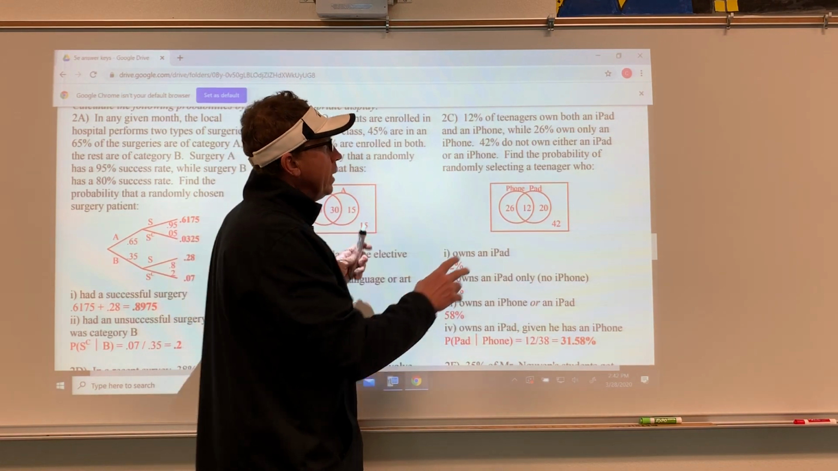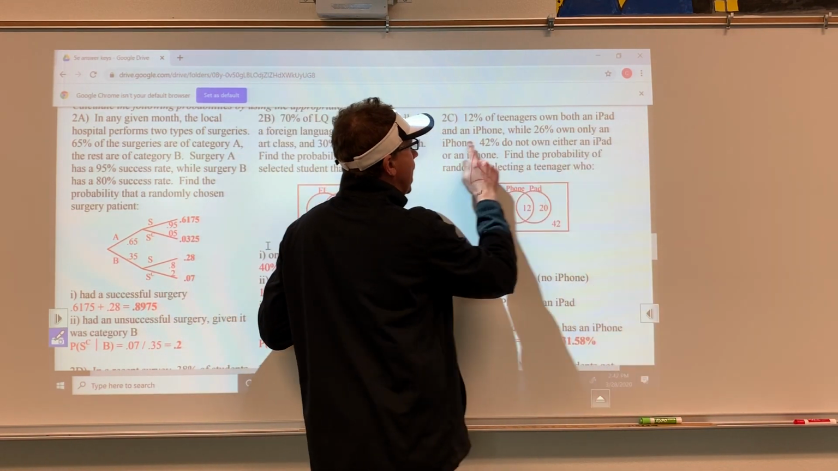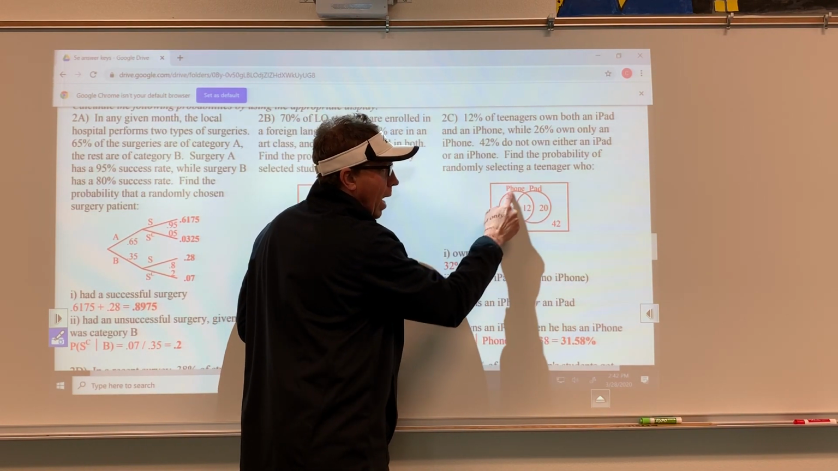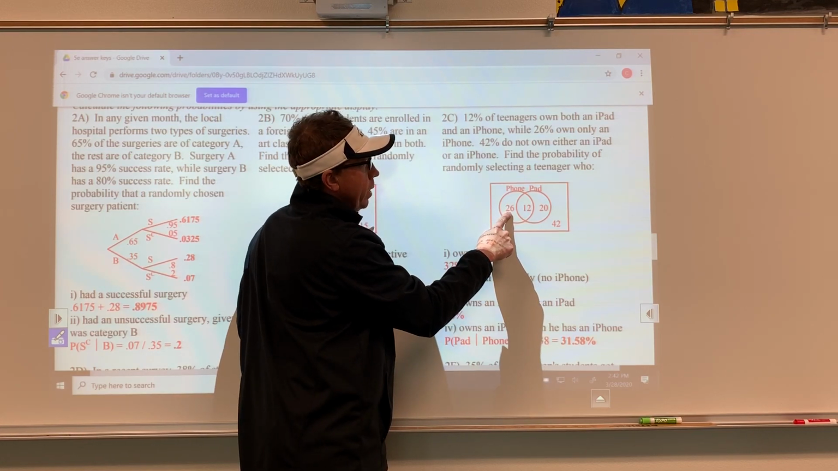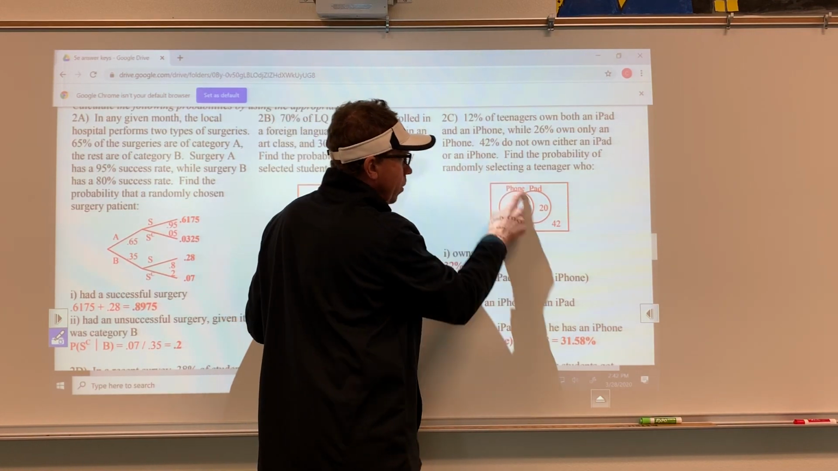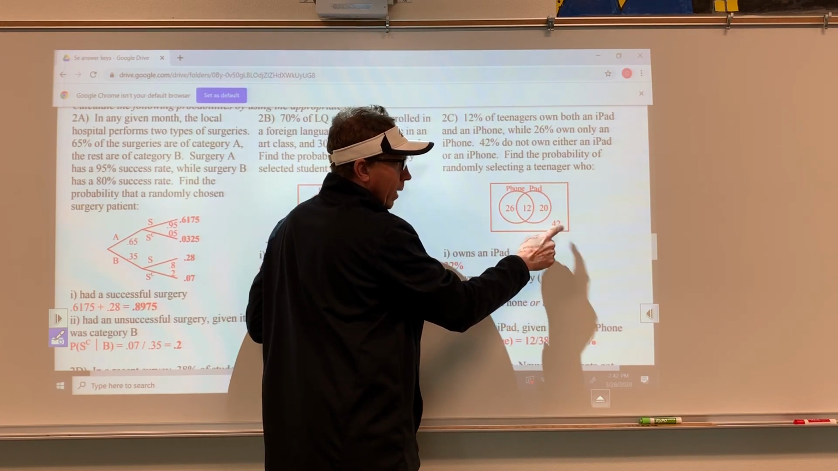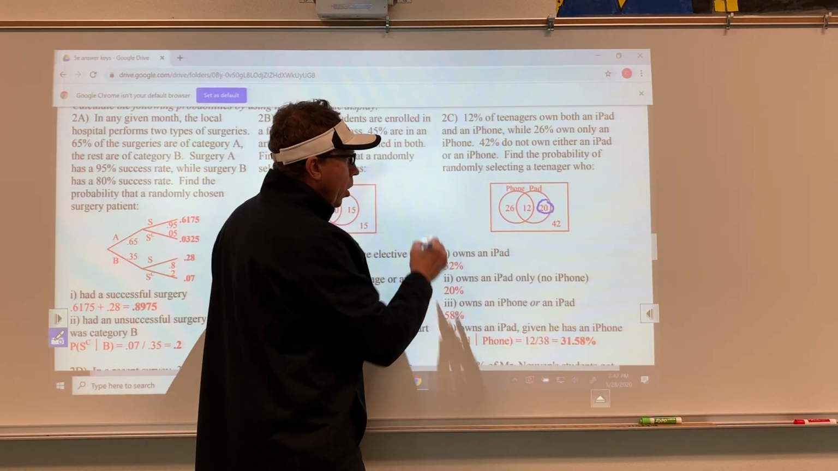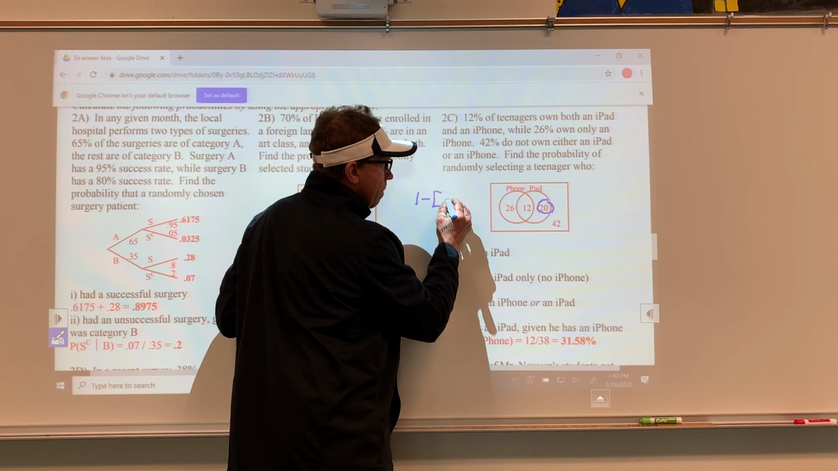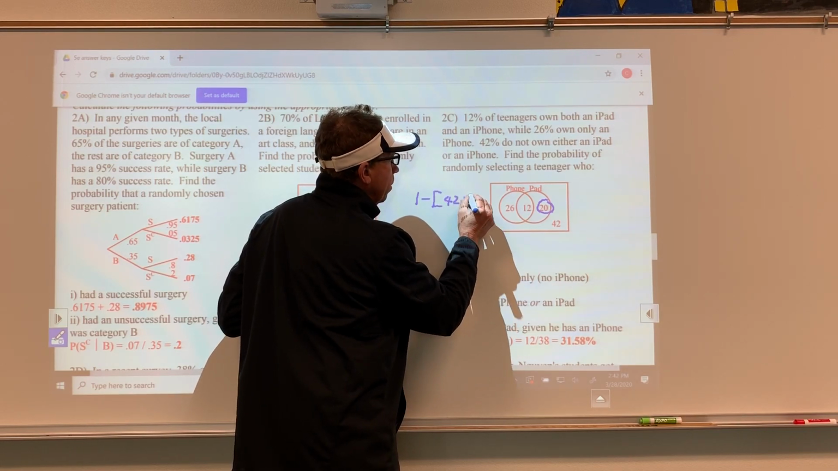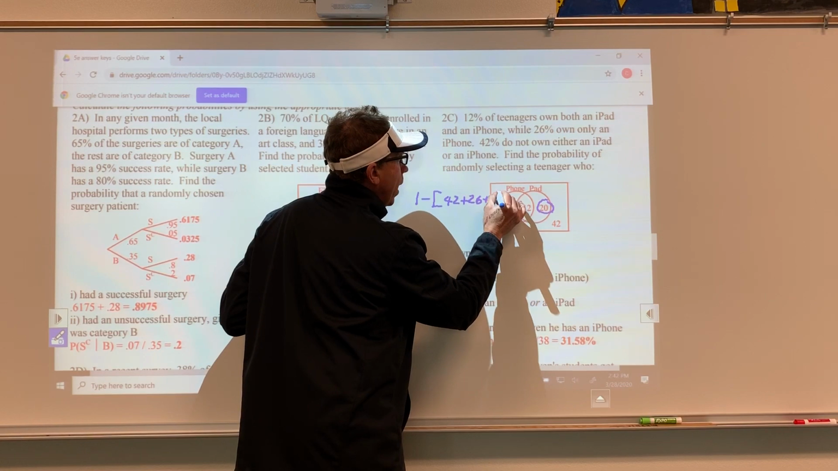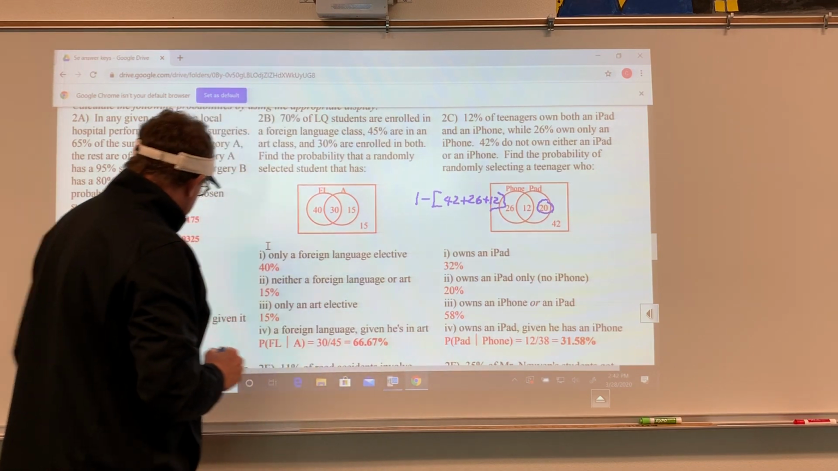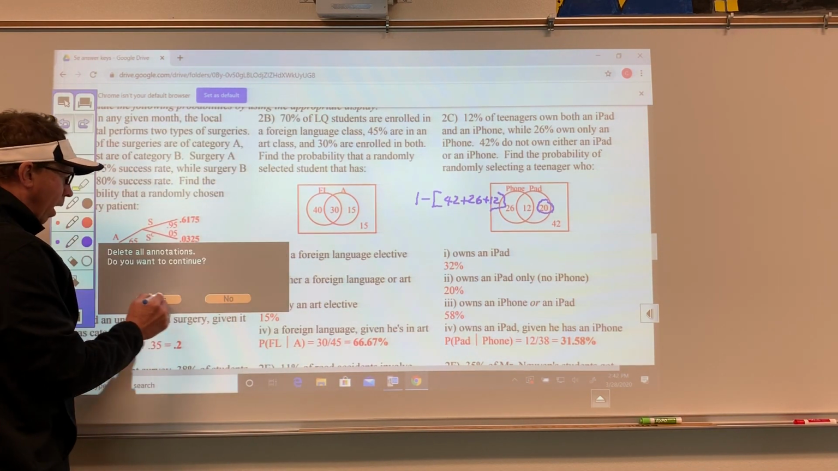Okay? This 26% owns only an iPhone. Only an iPhone is right here. Not just 38% own an iPhone, but only an iPhone is 26%. And then 42% own neither of them. That goes on the outside. So in order to get this particular 20, I had to go 1 minus the summation of 42% plus 26 plus 12. Once I got that, I would be able to get 20%. And once you get the drawing, then it's really easy to finish it off.